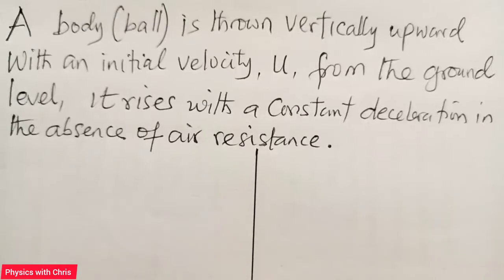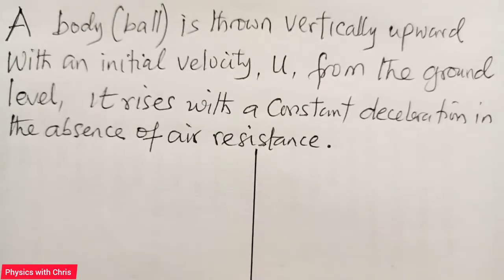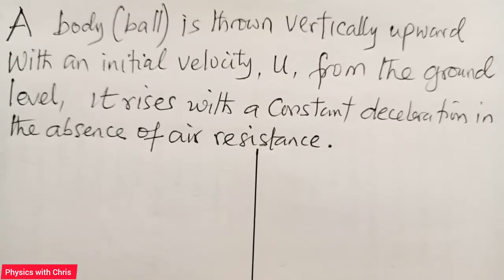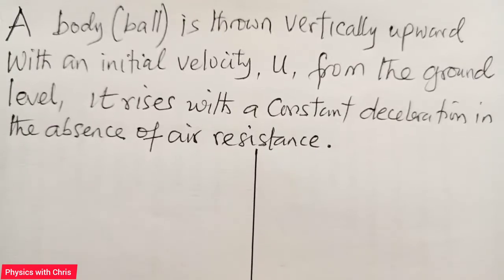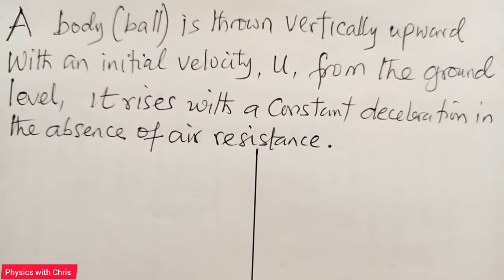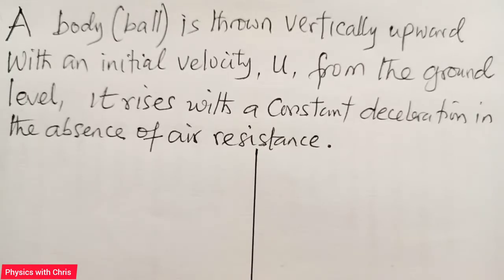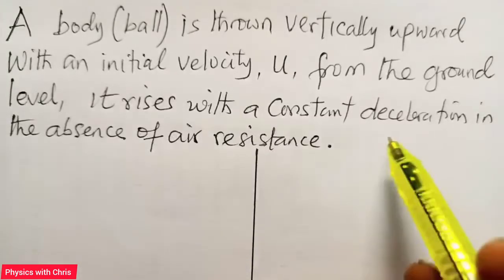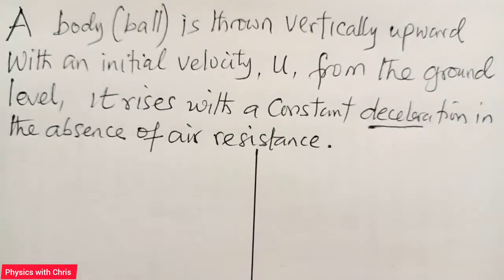Still on the series on the lessons on motion under gravity, we are looking at the case when a body is thrown vertically upwards with an initial velocity u from the ground level. Now, this body, in the absence of air resistance, rises with a constant deceleration. Take note of that. It rises with a constant vertical deceleration.